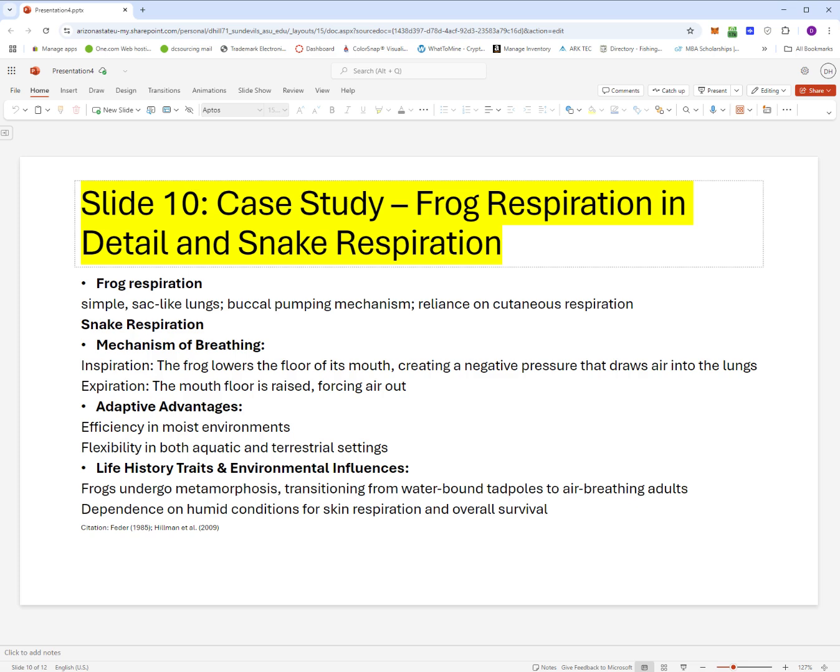Now, let's examine a case study that compares the respiratory adaptations of two groups, frogs and snakes. This comparison illustrates how evolutionary pressures have led to distinct strategies for oxygen uptake in vertebrates. Starting with frogs, these amphibians possess relatively simple sac-like lungs that are ventilated by a process called buccal pumping.